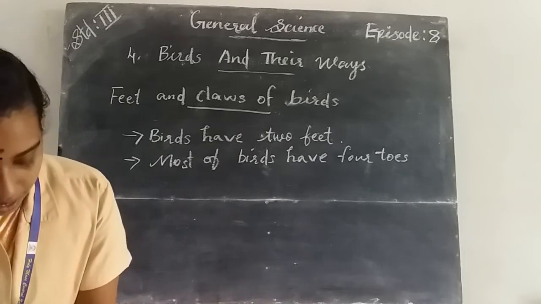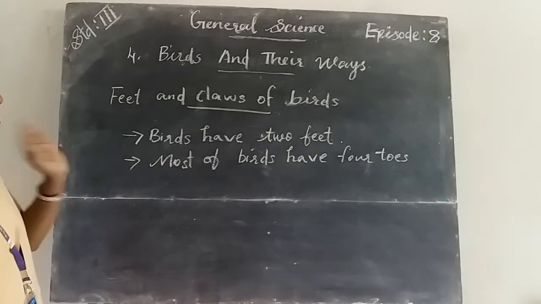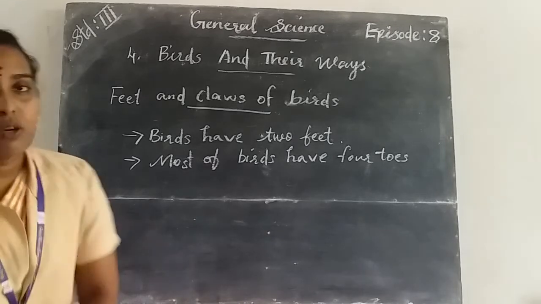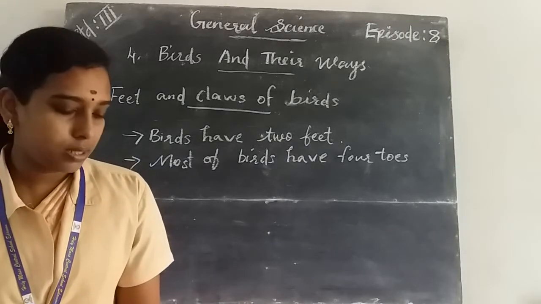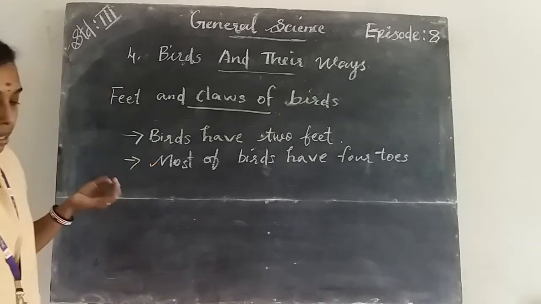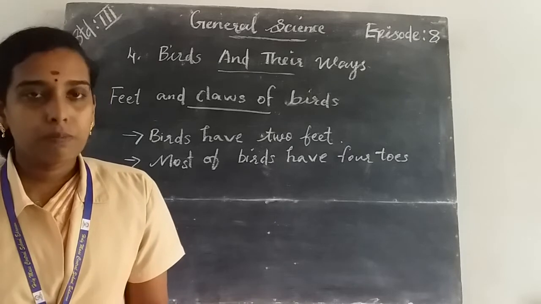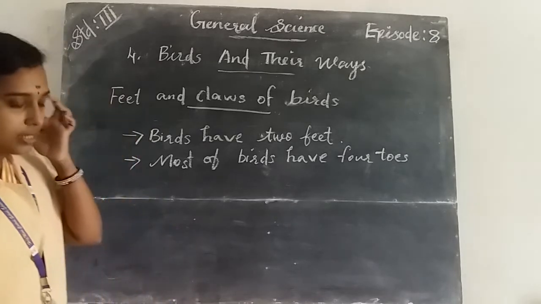Okay, and according to the toes seen in birds, the birds are categorized into different types, that is perching birds, scratching birds, wading birds, climbing birds, swimming birds, and praying birds. So let us see the different types of birds according to their feet and claws.